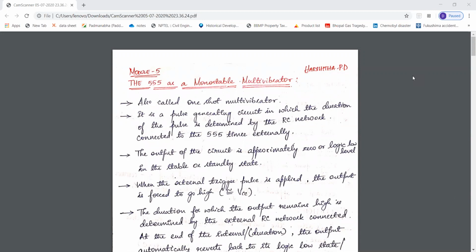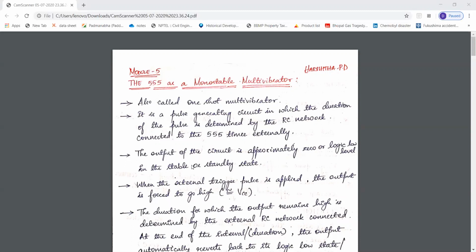It is a pulse generating circuit in which the duration of each pulse is determined by the RC network connected externally. This RC network also determines the time duration for which the output will remain high. In the name itself, monostable means it has only one stable state, that is the low stable state or logic 0. So initially the circuit will be in the stable or standby state.